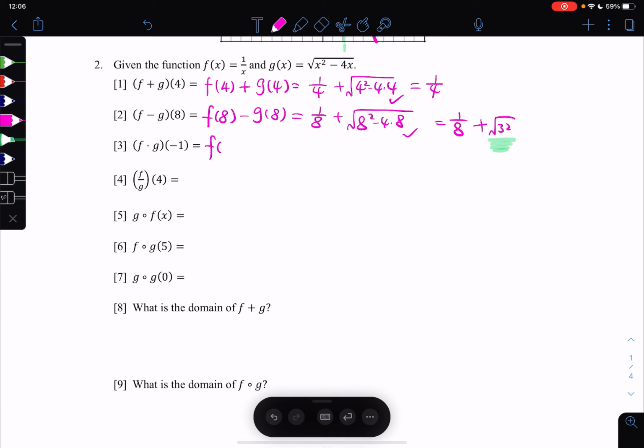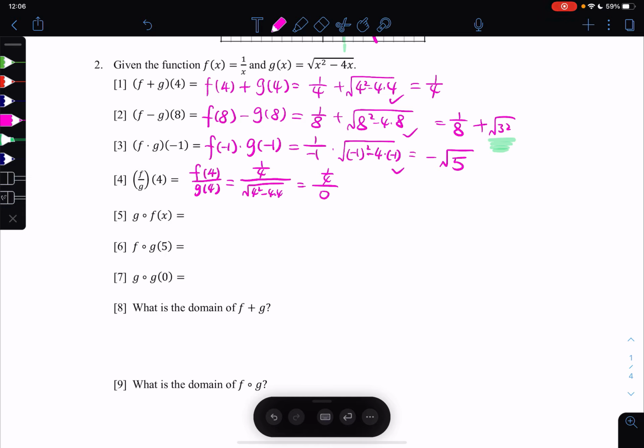The next problem is f of -1 times g of -1. So you end up with 1/-1 times square root of -1 squared times 4 minus 4 times -1. You could have stopped here for full credit, or you could go ahead and modify it to end up with -√5. The last part is f of 4 over g of 4. So it's 1/4 divided by square root of 4 squared minus 4 times 4, which if you realize is actually 1/4 over 0, which does not exist.